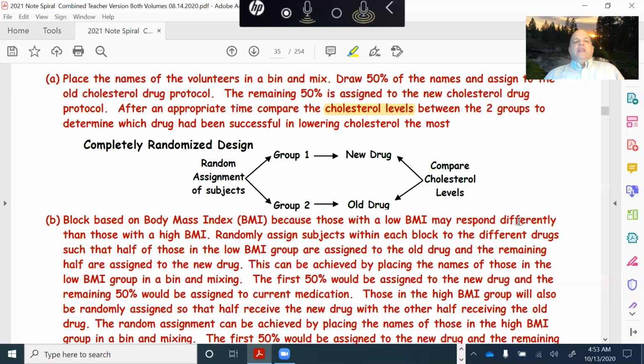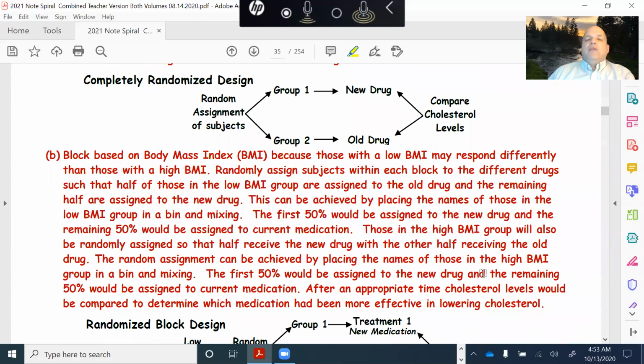So those with low BMI go into a group and are mixed, the first 50% would be the new drug, and the remaining 50% would be assigned to the current medication. So you have low BMI with new drug and low BMI with the current medication. And then we're going to repeat the same thing for those with high BMI. Those in a high BMI group will be randomly assigned, so that half receive the new drug and the other half the current.